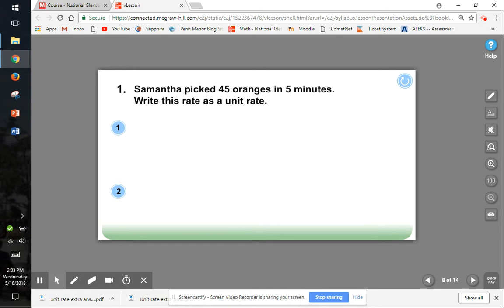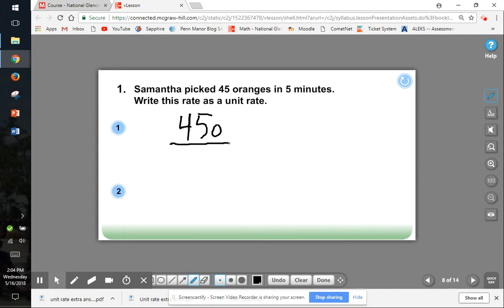In this problem here, Samantha picks 45 oranges in 5 minutes. Write this rate as a unit rate. Okay, well, let's get working here. First of all, Samantha picked 45 oranges. Put an O there for that. Per, and that's what that line means. And a lot of people in my class will know, hey, this is looking like a fraction. We know this is one way that we can represent ratios. And every time that I see a fraction bar, I know I'm talking division. That's true, absolutely.